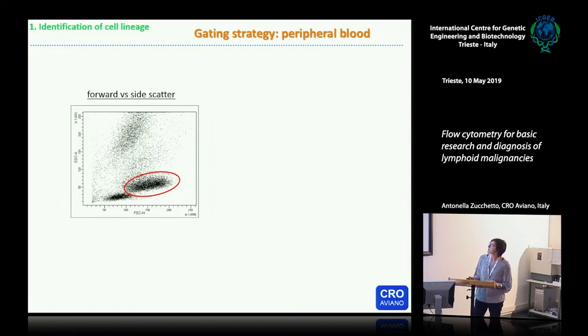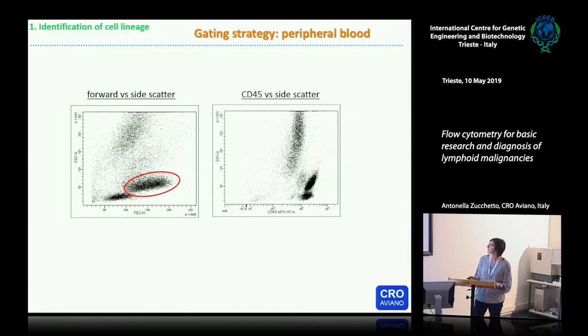In this case, for forward versus side scatter, you can see that there is a strange population here, and you can already discriminate this, but CD45 can help because by CD45 expression you can see that this population is a lymphocytic population because it has high CD45 expression. And these are large lymphocytes that are, of course, neoplastic.